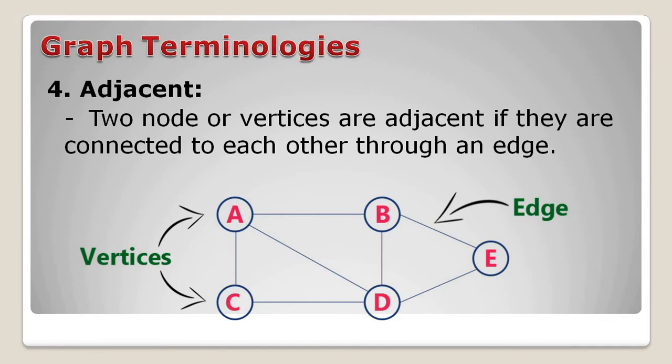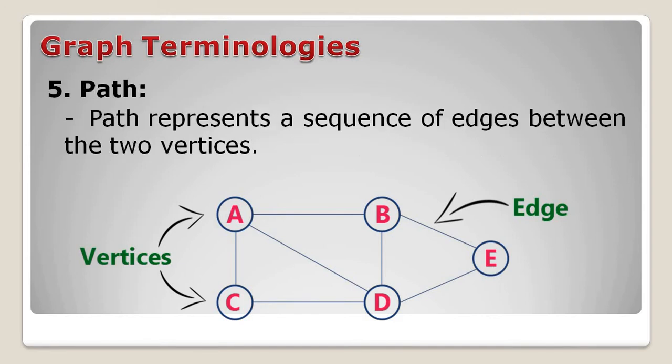The next terminology of the graph is adjacency, or adjacent. Two nodes or vertices are adjacent if they are connected to each other through an edge. In the following example, B is adjacent to A, D is adjacent to E, and so on. So in this example we have an edge between A and B, and between B and E. In that case, we can say that B is adjacent to A, or that D is adjacent to E.